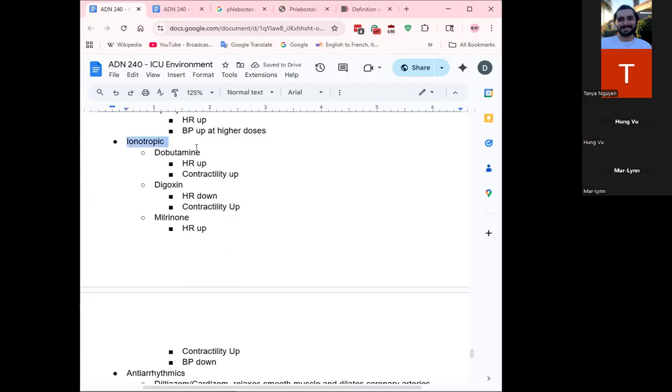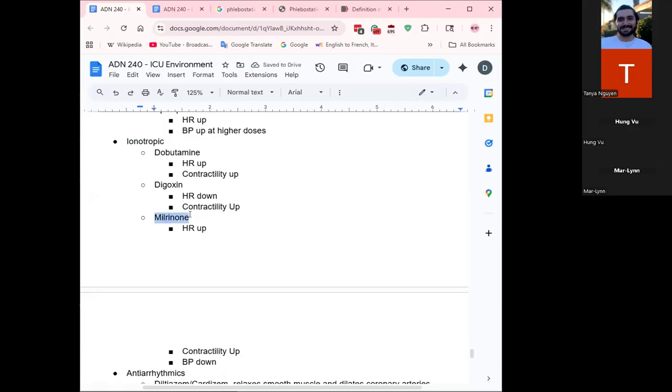Your inotropes are medications that help with other functions like heart rate and contractility. Your dobutamine is going to increase your heart rate and increase your contractility. Your digoxin is going to increase your contractility, but it's going to decrease your heart rate.